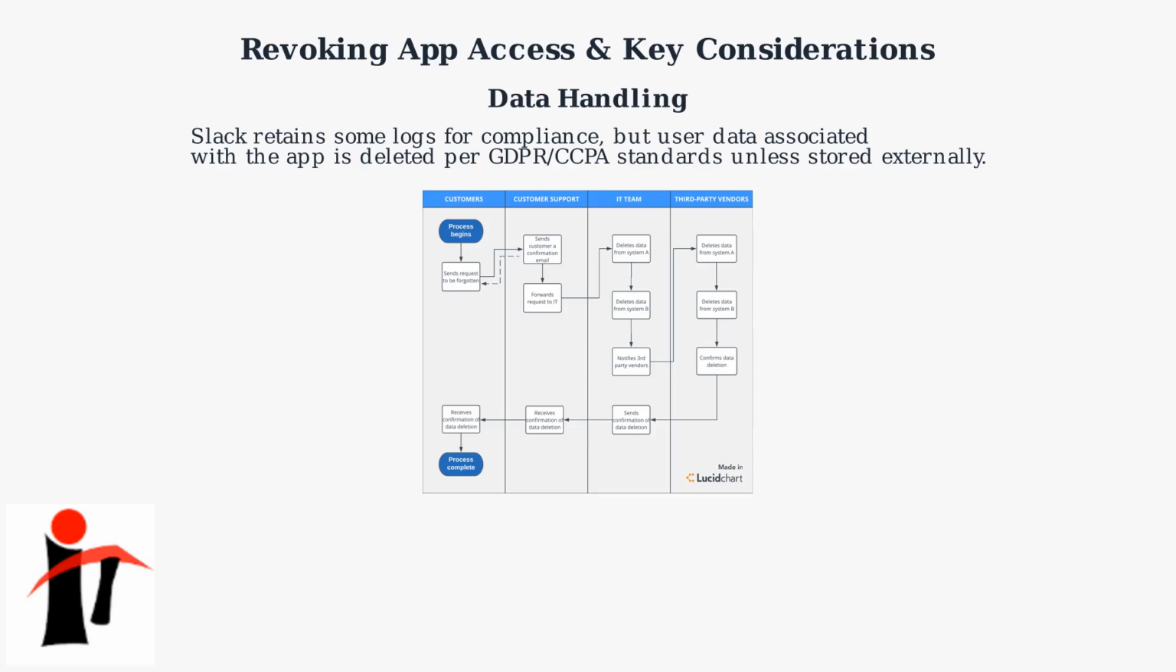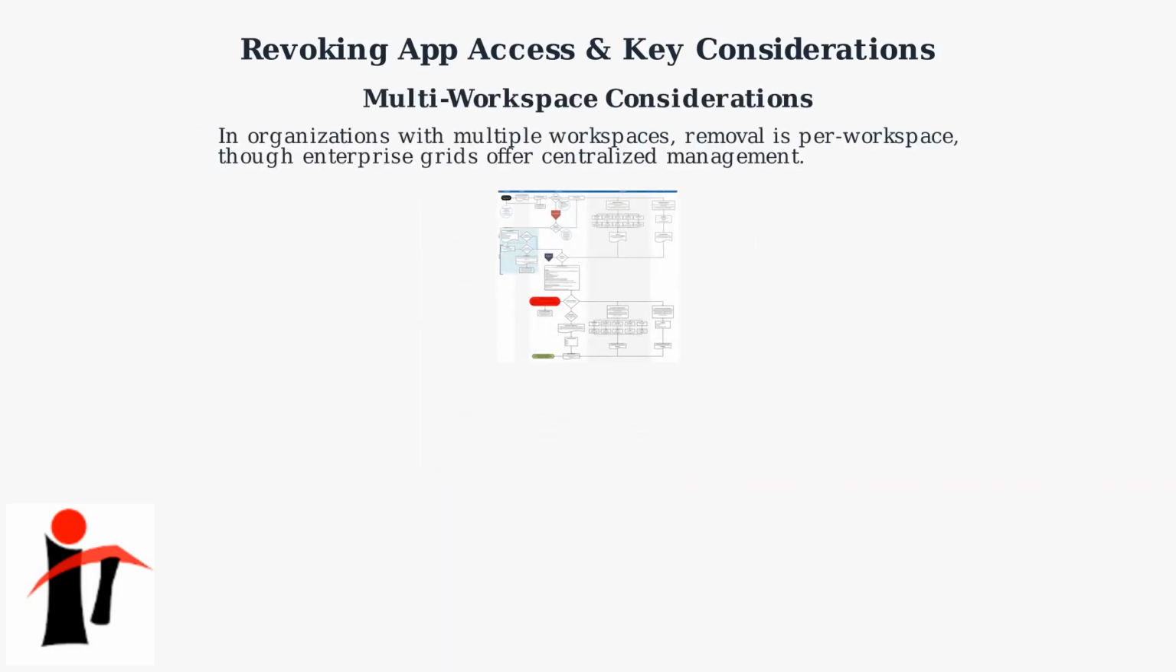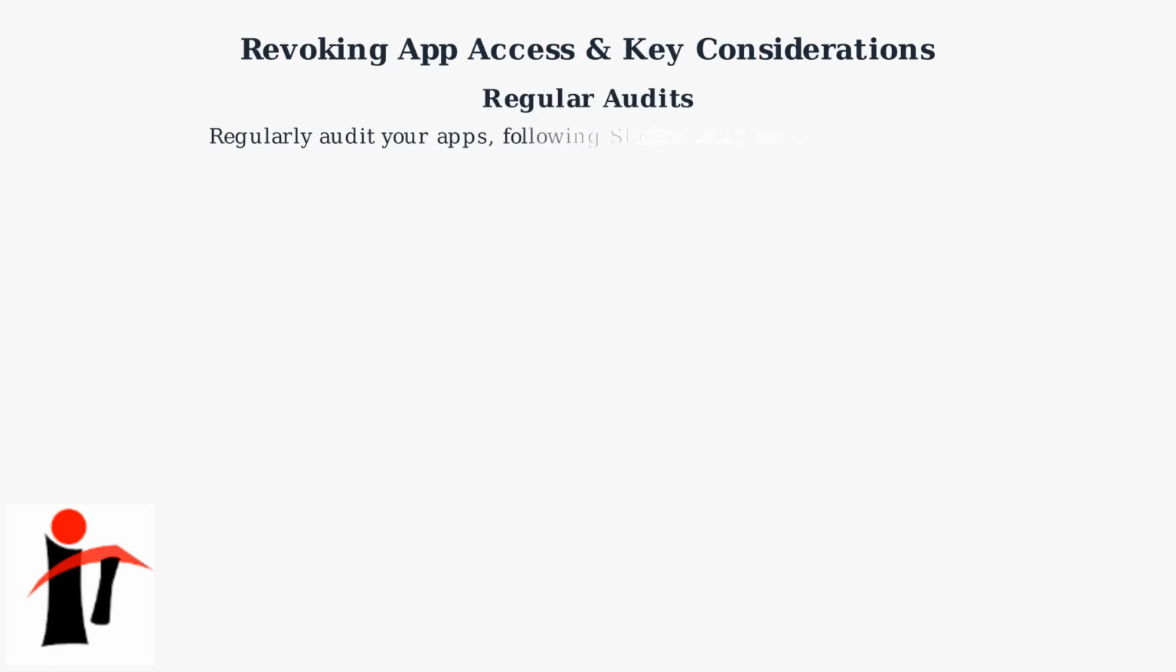Regarding data handling, Slack retains some logs for compliance purposes, but user data associated with the app is deleted according to GDPR and CCPA standards unless the app stores it externally. In organizations with multiple workspaces, app removal or access revocation is handled per workspace. However, enterprise grids provide centralized management for easier administration. Finally, regularly audit your apps following Slack's 2025 security guidelines to maintain compliance and workspace security.